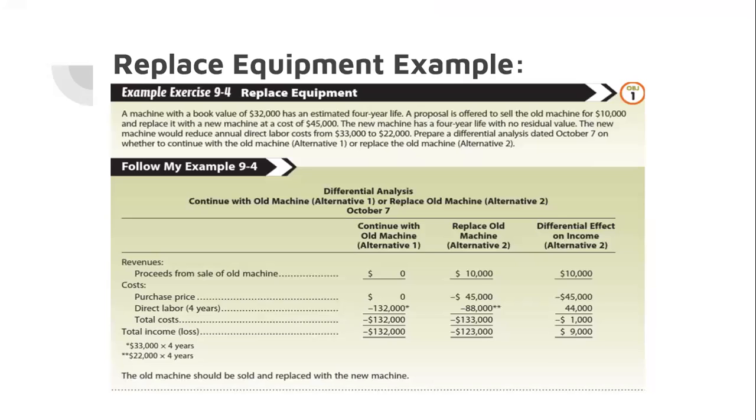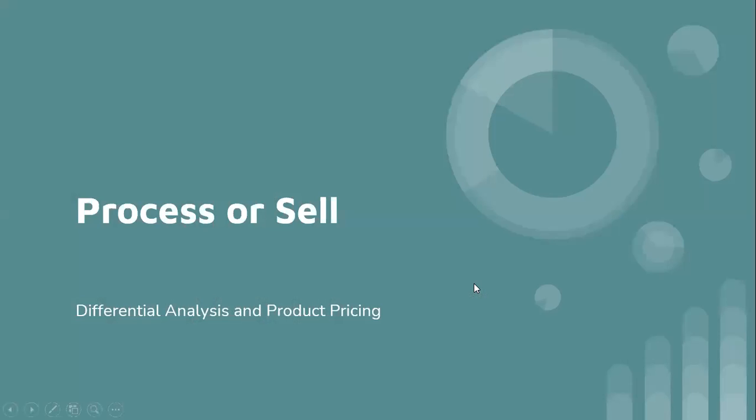As shown in the example 9.4, there is a differential effect on income of $9,000. Thus, the old machine should be sold and replaced with a new machine. And now, let us proceed to the differential analysis reports whether to process or sell.